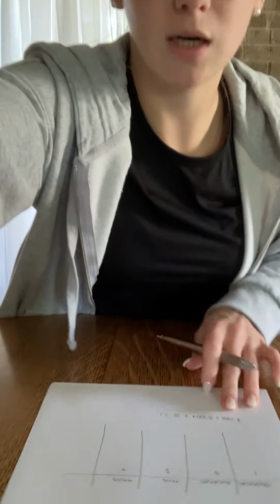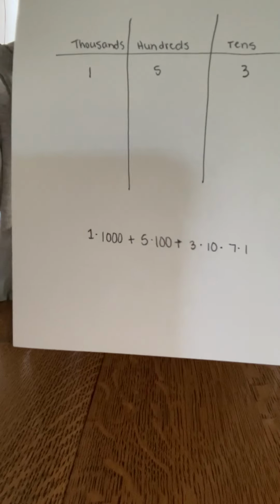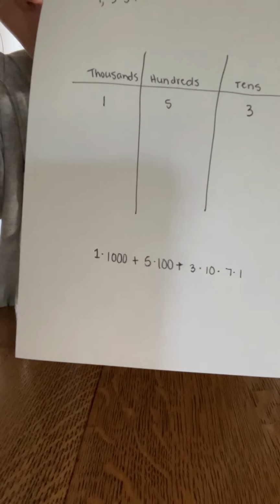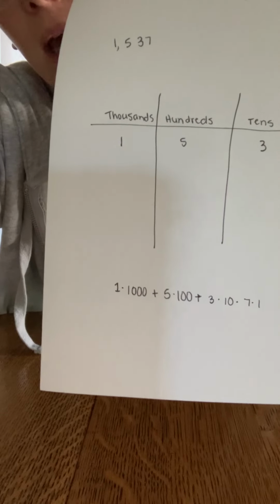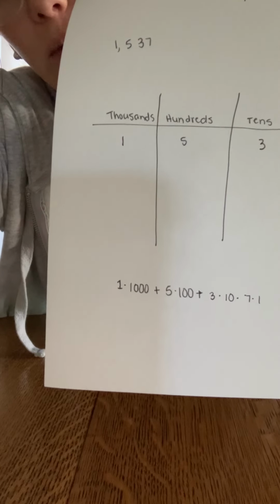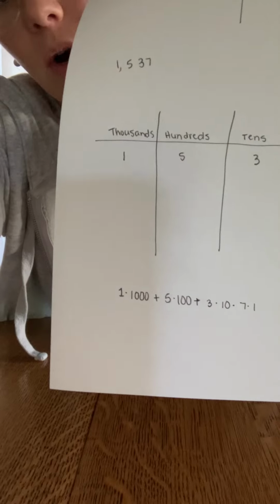So that's how you can write it as well, and I'll show you guys here. Let me turn it around so you guys can see it. That's how I wrote it there. So you can see that the 5 is in the hundreds place, the 1 is in the thousands place, and so on. So you can understand that, and that is how you do expanded form.